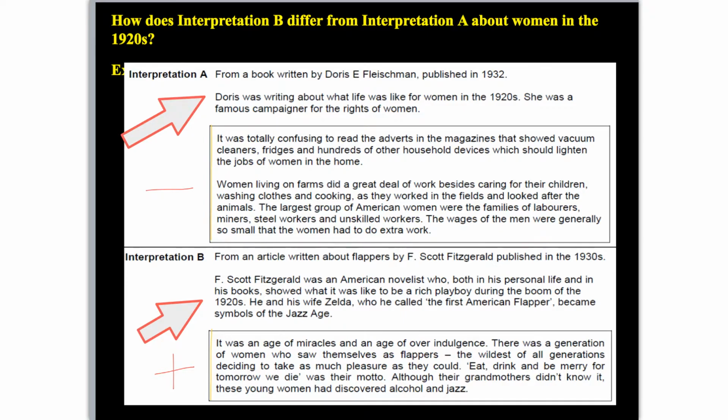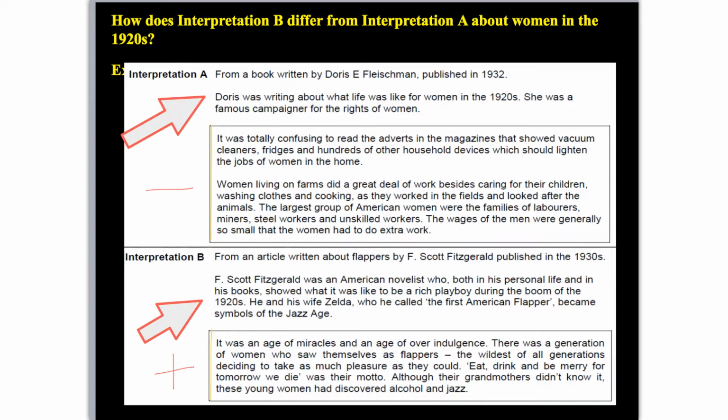So the openings to both of your answers should perhaps reflect upon the fact that, for example, Fleischmann has a more negative impression of women in the 1920s in terms of their life, and why does she have that interpretation? And Fitzgerald, on the other hand, has a much more positive interpretation. So why does he have that positive interpretation?